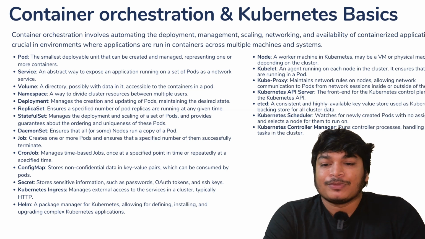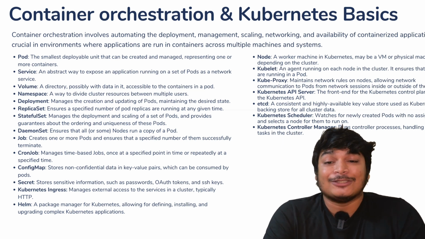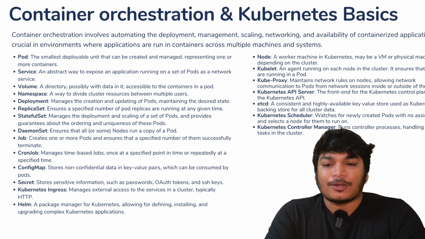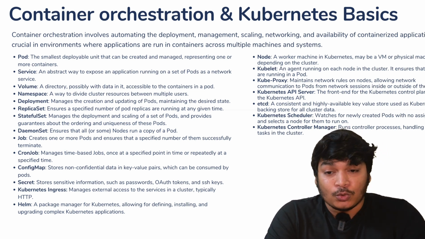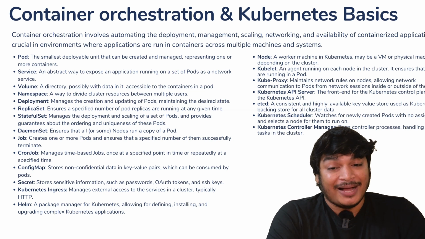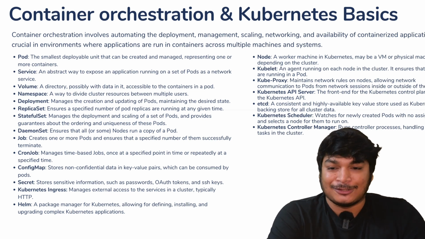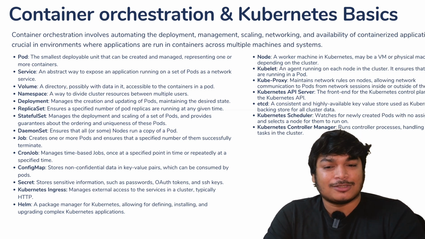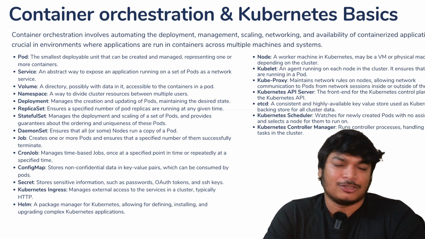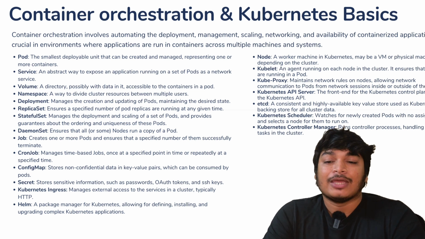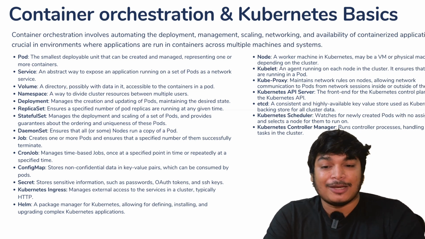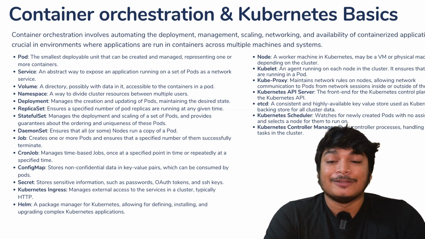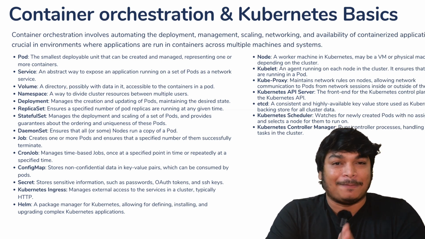Then the config map. Config map stores non-credential data in key value pairs which can be consumed by the pods. And the secret. A secret stores sensitive information such as passwords, OAuth tokens, and SSH keys. Then Kubernetes ingress. It manages the external access to the services in a cluster, typically HTTP or HTTPS. Load balancer kind of stuff. Then the Helm. Helm is a package manager for Kubernetes, allowing you to define, install, and upgrade complex Kubernetes applications.